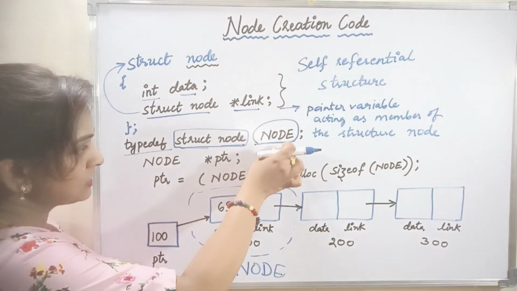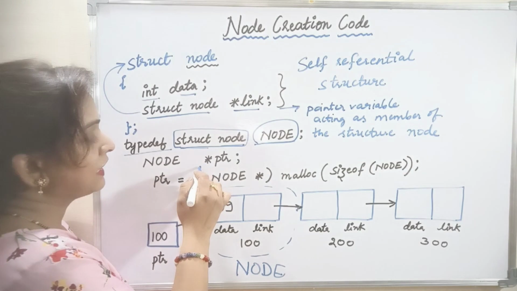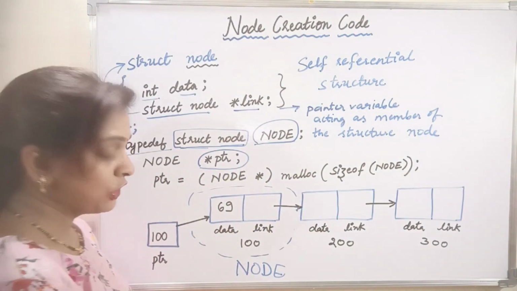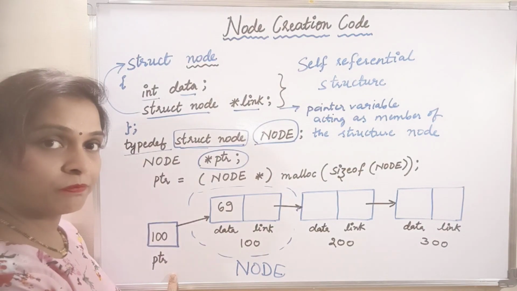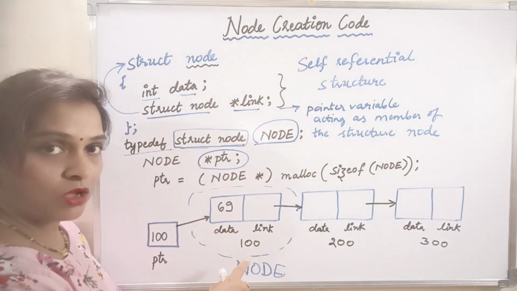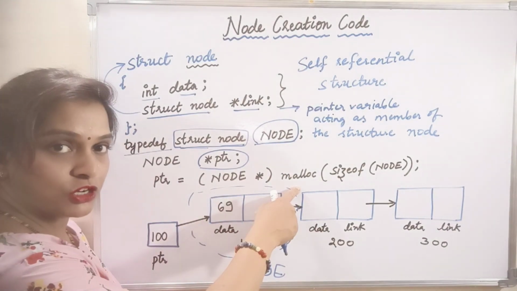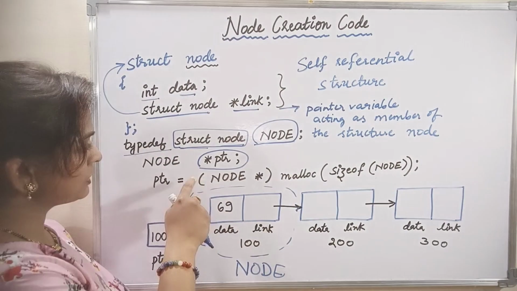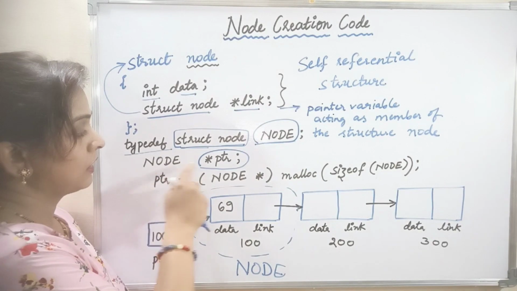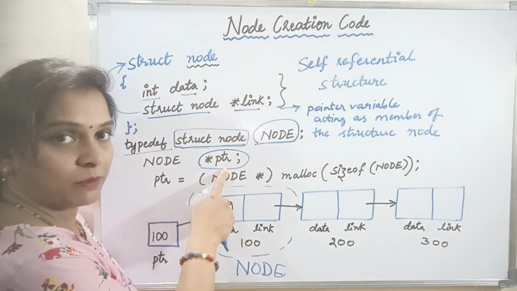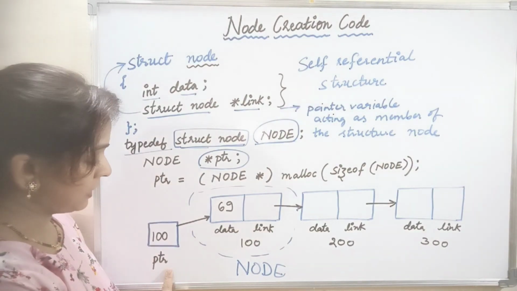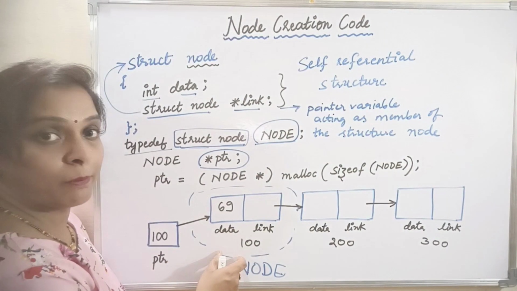So I'll use this node to create a pointer variable. A pointer variable is ready to point to a memory block allocated by the malloc function that can store node type of data. So I just say node asterisk ptr, the pointer variable. So a pointer variable will be created, and to this pointer variable I should get a memory block.